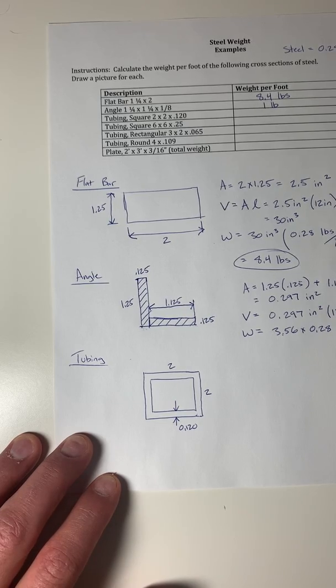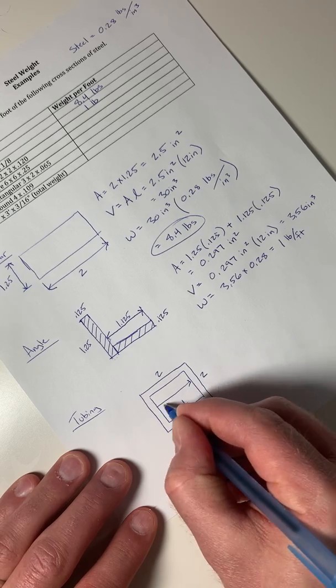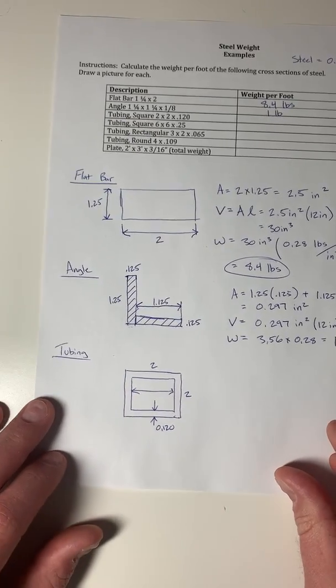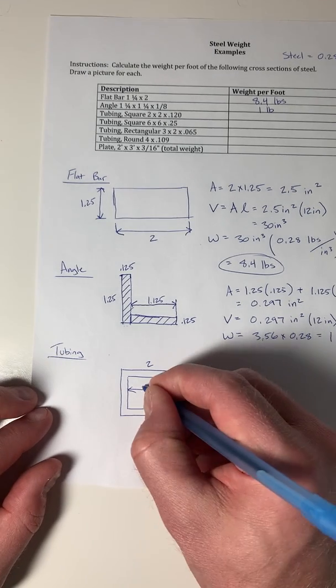So now what I need to do is calculate an inside dimension. And to do this, my formula will be 2 minus 0.120. And then I have to subtract 0.120 again because I actually have two walls. So into the calculator, I'm putting 2 minus 0.120 minus 0.120. Gives me a dimension of 1.76.